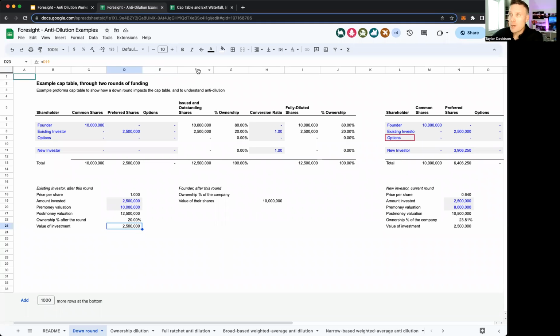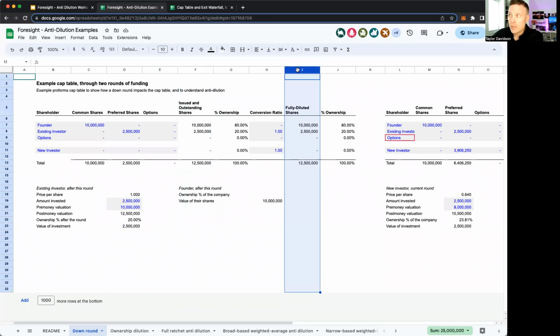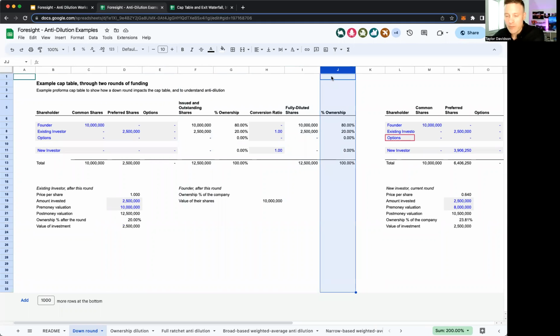Now, the key things you'll see here is a column for issued and outstanding shares and the percentage ownership based off that. And we see a column for fully diluted shares and the ownership percentage based off that. Right now, they're the same. There's no difference between the two. There's no change to conversion ratios. There's no options or shares reserved for issuance. There's no difference between the two.